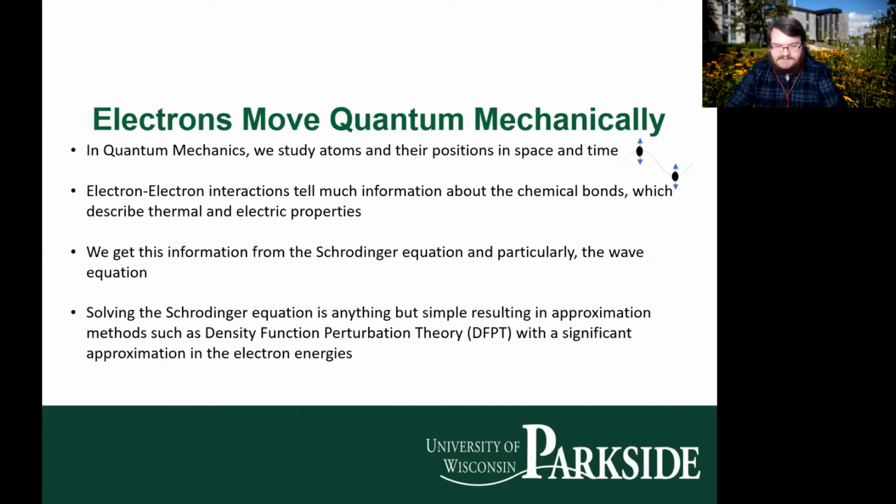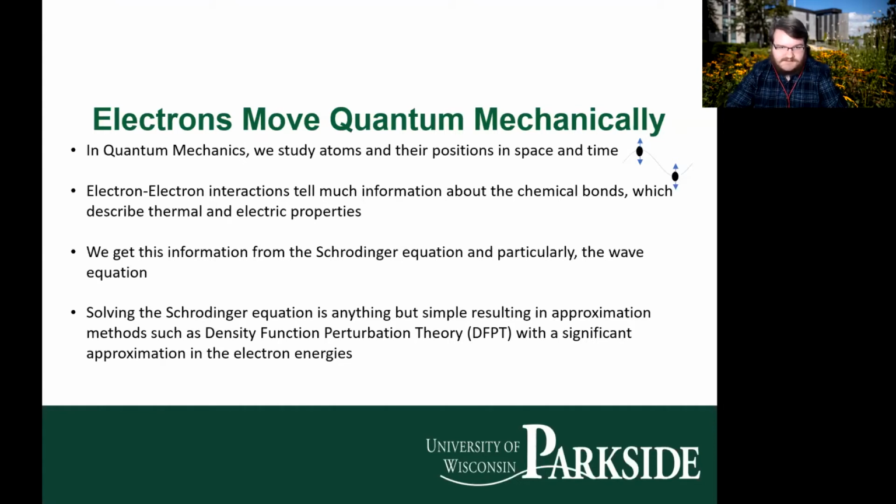Well, first of all, we have to understand the way electrons interact with each other. Electron-electron interactions make up many properties for materials, just the same way as vibrations are very important in the study of materials. The electron-electron interactions tell us about the chemical bonds and, as I said, the thermal and electrical properties. In particular, we understand this information from the Schrodinger equation in quantum mechanics and the wave equation.